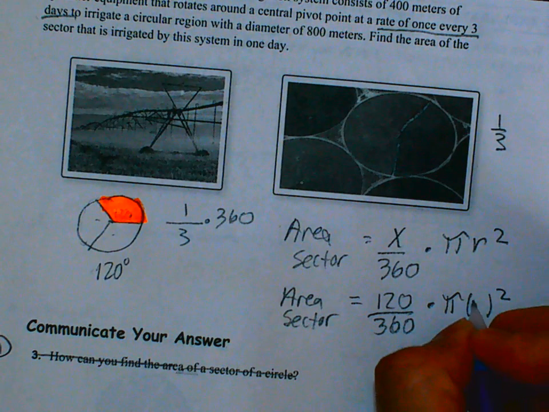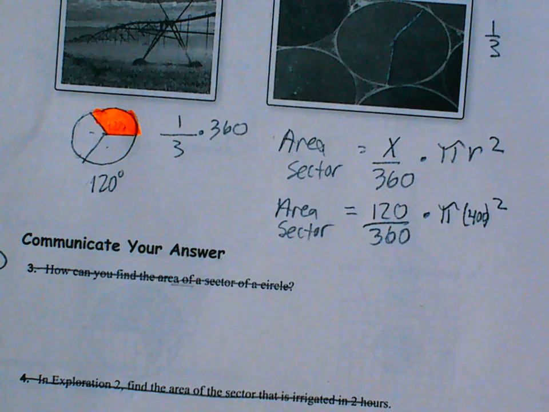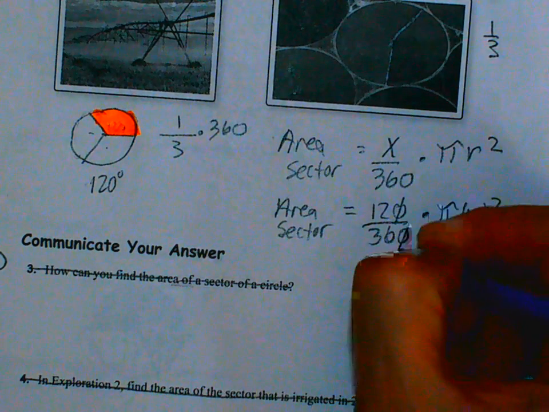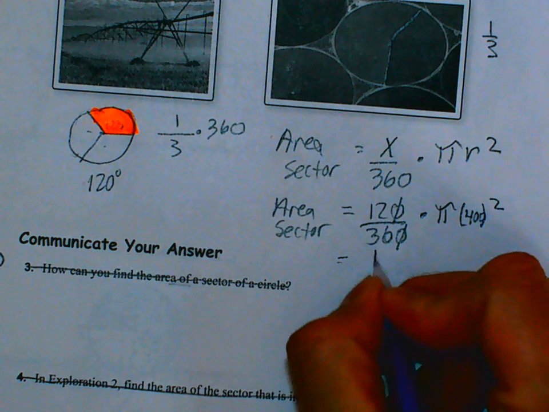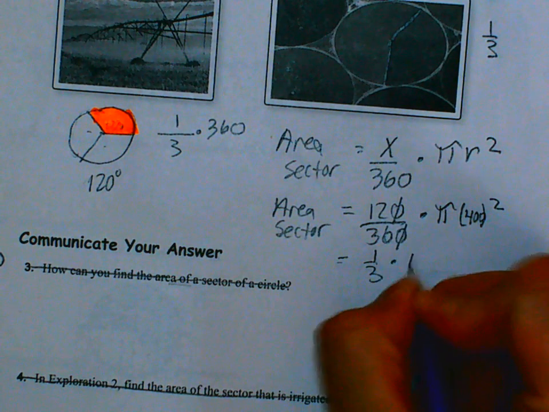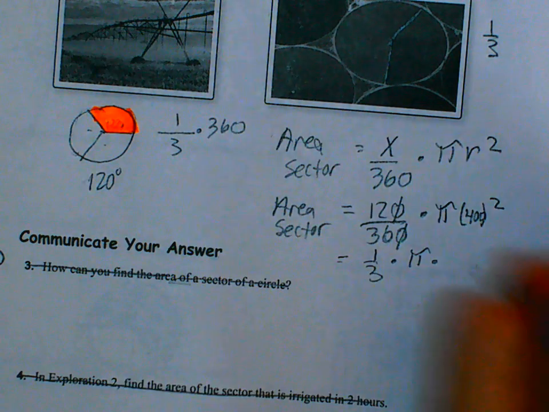The radius, 400. So after this, all you have to do is just simplify. This and this divides out. 12 and 36 are both divisible by 12. So 36 divided by 12, that's 3. Okay, so that reduces to 1/3 times pi times, now 400 squared, it's a huge number.